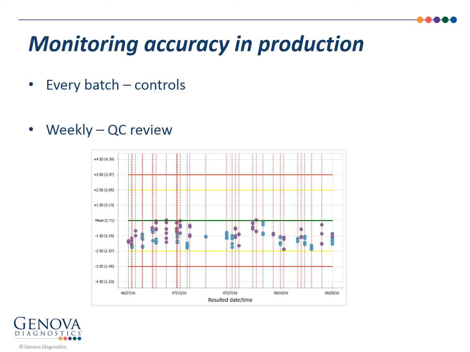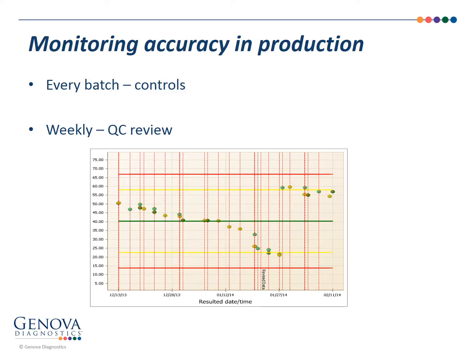So once an assay is live in production, there are multiple ways that we monitor accuracy. Every single batch has controls, and controls have target values that you have to be within before we can release patient results. So that is an accuracy check at every single batch. Then weekly, the supervisors are doing QC review, and they're looking at how those controls fall relative to the expected mean. So in this example, you can see these control points are all falling below that green line.